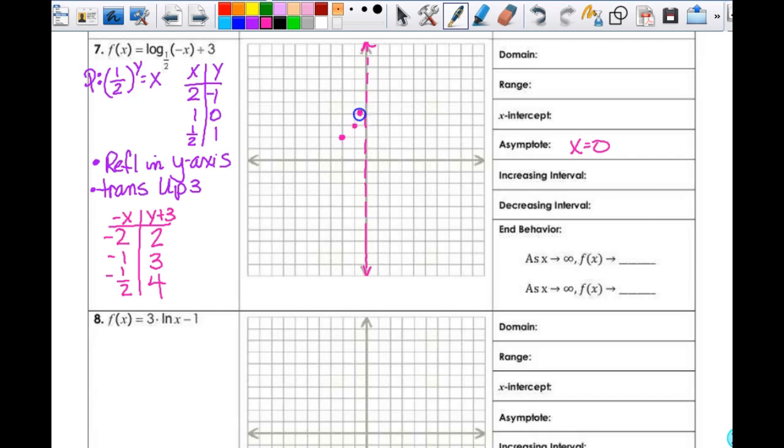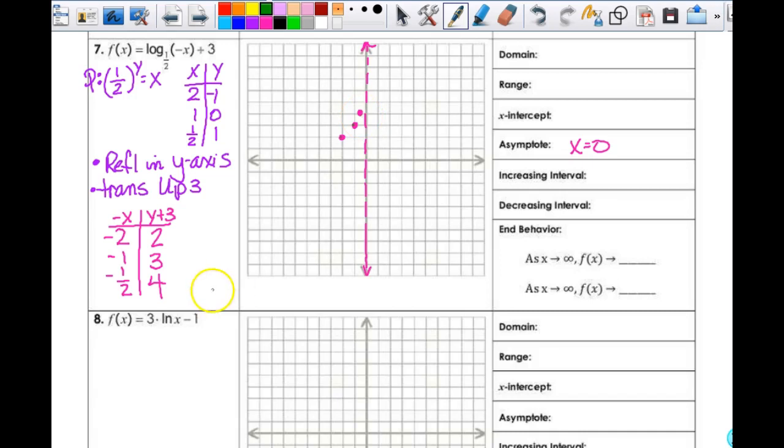So if we just look at the transformations instead, if I started at 2, negative 1, and I reflect in the y-axis, I'm here, and then I move up 1, 2, 3, I'm right there. If I started at 1, 0, I reflect in the y-axis, translate up 3. 1/2, 1, I reflect in the y-axis, and I translate up 3. I get the same points either way, okay? And that's kind of the point of that. But what am I missing?